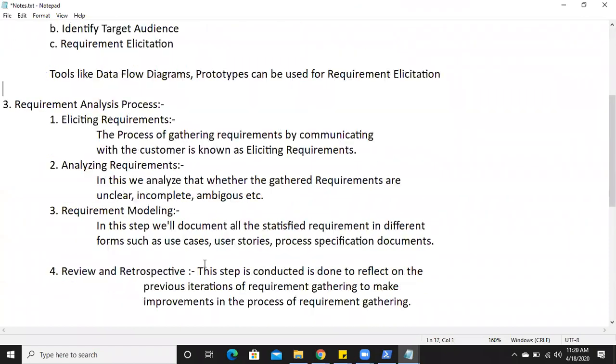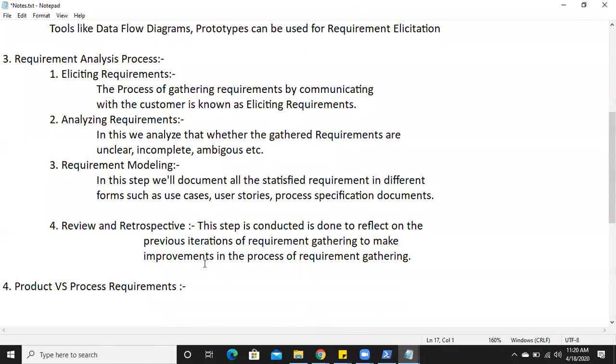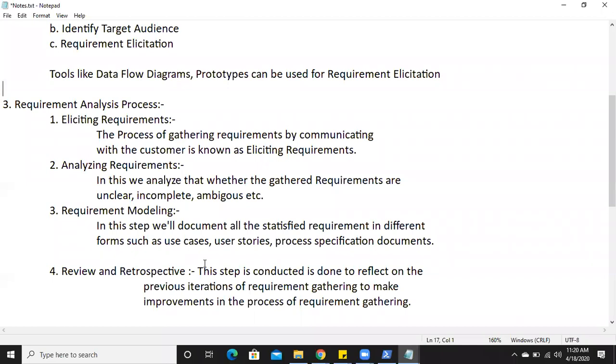Now let's move to another topic, which is the requirement analysis process. So what is the requirement analysis process basically? I have mentioned here some four steps. All right, so four steps. These are sequential steps. In this sequence only, these steps will be performed. So let's study about these steps.